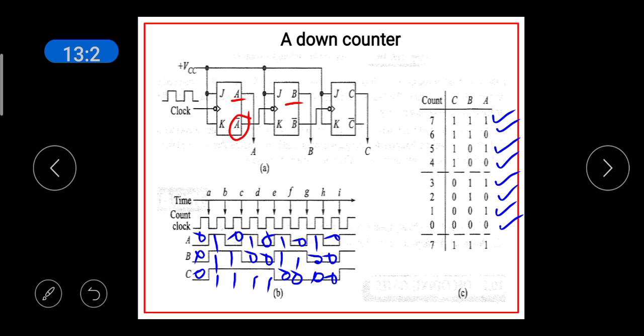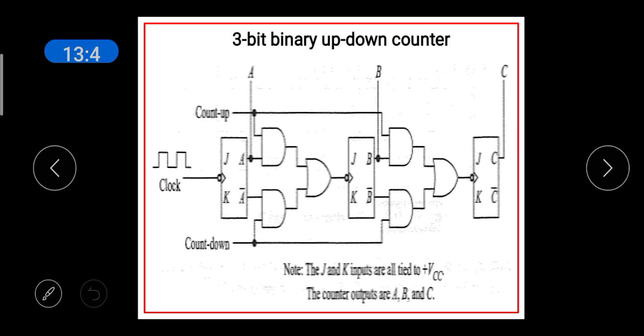So if you see the counting, it counts from 7 to 0 in the descending manner. So it is called countdown counter or down counter. It is a mod 8 down counter. Similarly, you can construct mod 16 down counter using 4 flip-flops.